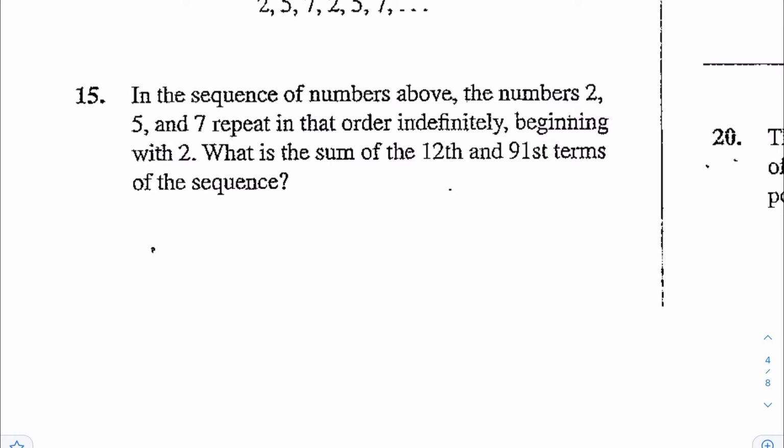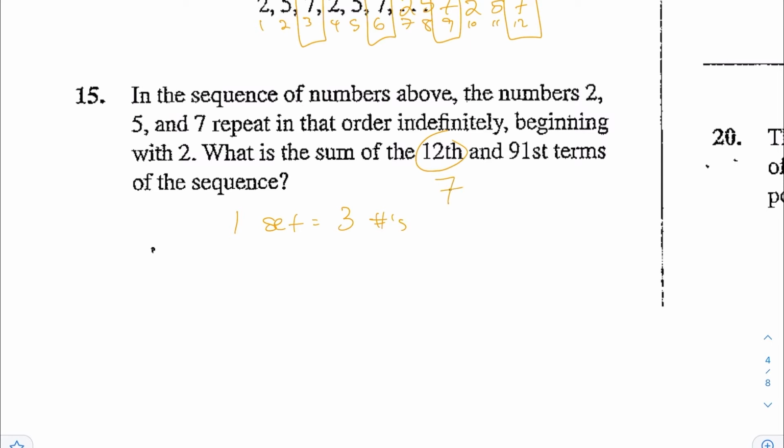Next one, number 15. In the sequence of numbers above, the numbers 2, 5, and 7 repeat in that order indefinitely, which means it goes on forever. What is the sum of the 12th and 91st terms of the sequence? We've seen this question before. The pattern is 3 numbers, so every 3 numbers it will be 7. The 3rd number is 7, the 6th number is 7, the 9th number is another 7, and the 12th number, which is what we need, is also 7. That's the key here: I just want to divide by 3. So the 12th number is 7.